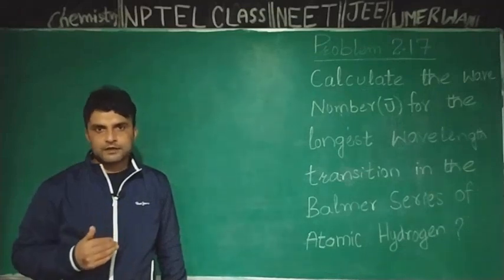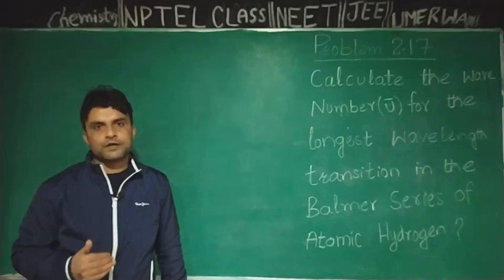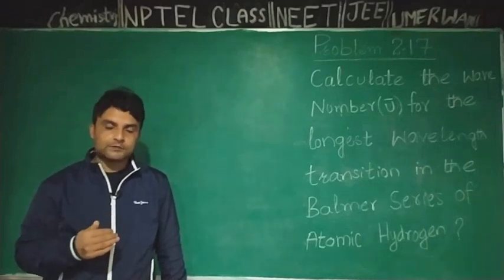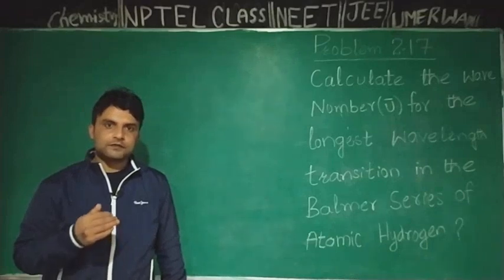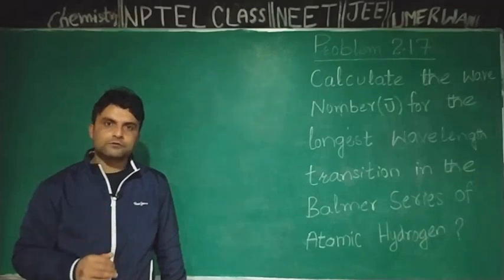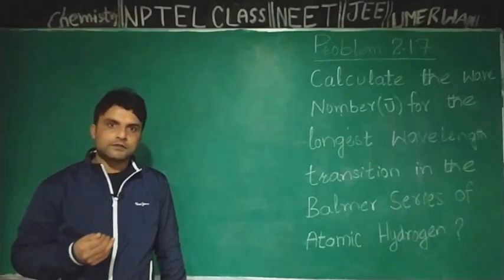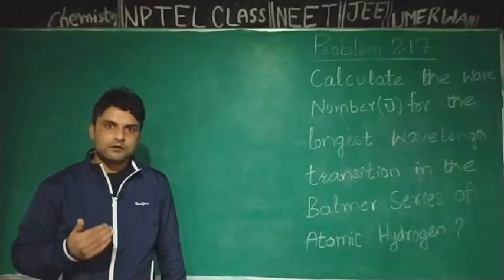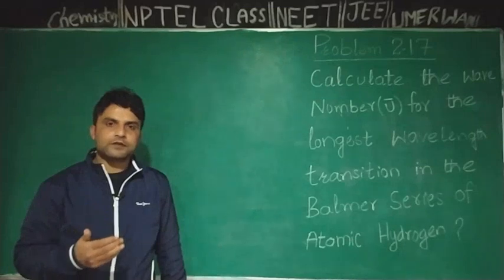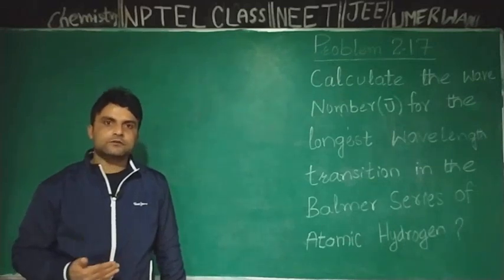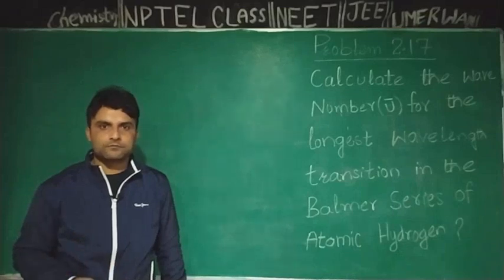It has to return back to n equal to 1. In hydrogen atom 2, the excited electron is present in n equal to 3. It has to return back to n equal to 1. In hydrogen atom 3, the electron is present in the 5th energy level. It has to return back to n equal to 1.